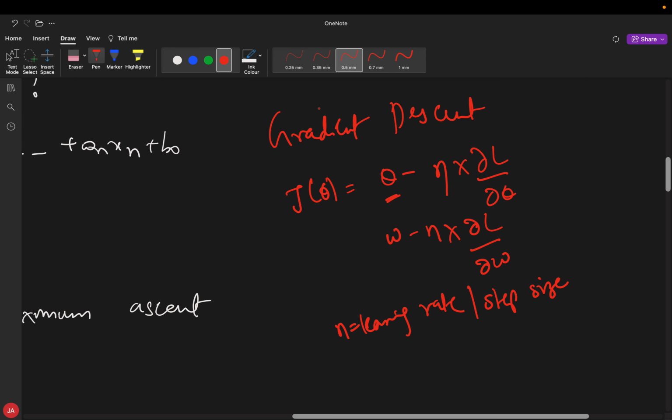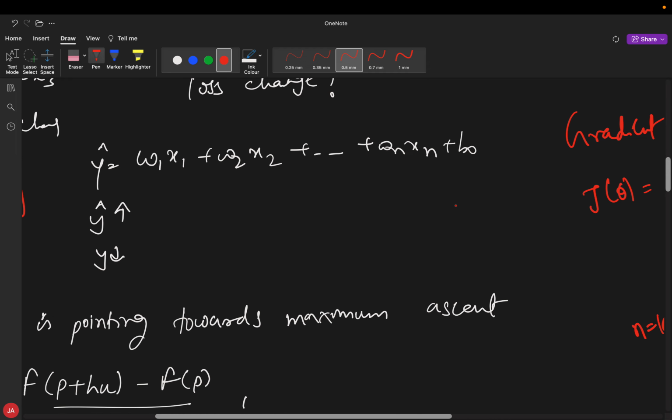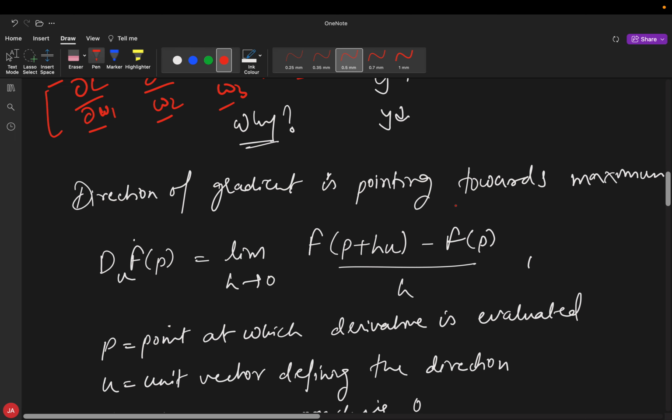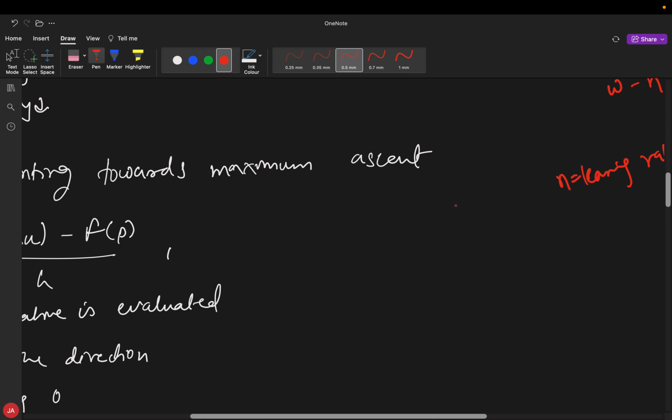So why do we have a minus sign here? Why not a plus sign? If I find a slope, let's say here, why do I want to go in the opposite direction of the slope? Why not go in this direction? Because the gradient always points towards the maximum. If we go in the direction of the gradient, we will reach the maximum of the function. But this is an optimization problem, so we want to reach the minimum of the function.